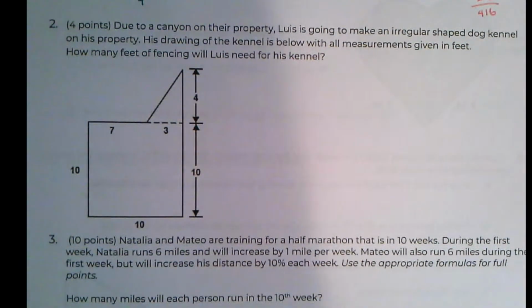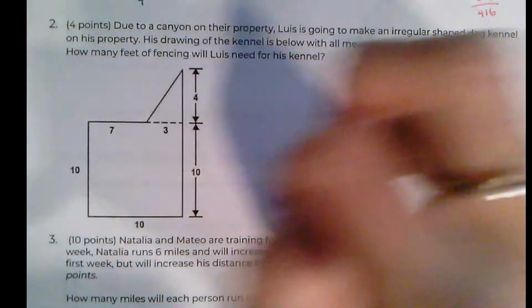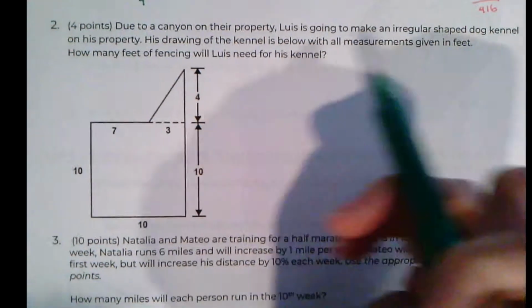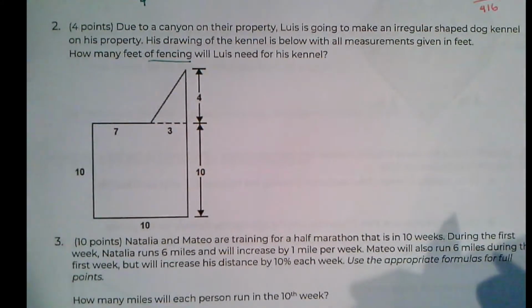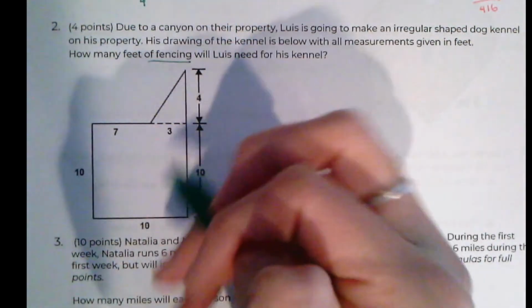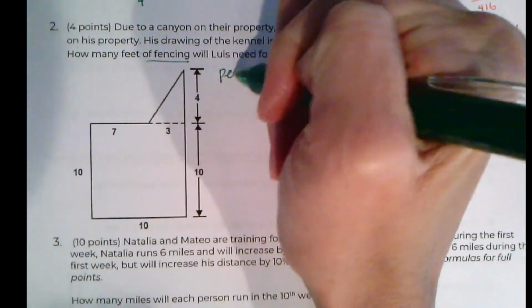So reading through this word problem, it says, due to a canyon, Luis is going to make an irregularly shaped dog kennel on his property. His drawing is below with all measurements given in feet. How many feet of fencing will he need? So if we're talking about a fence, well, then we're going to go all the way around the edge of the yard, right? We don't care about the inside. We just care about the edge. So this is a perimeter question.